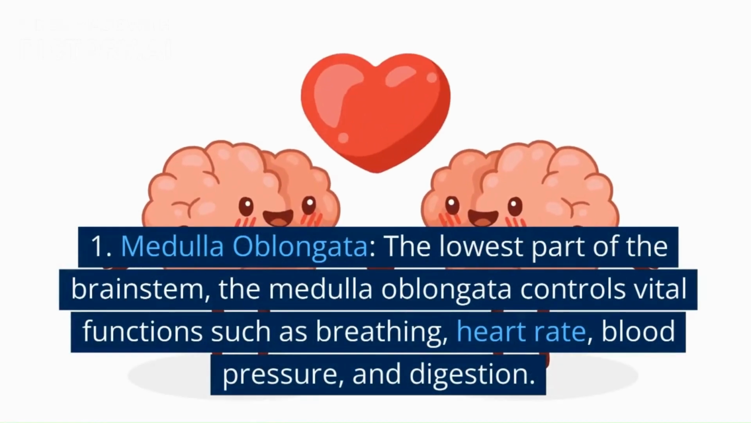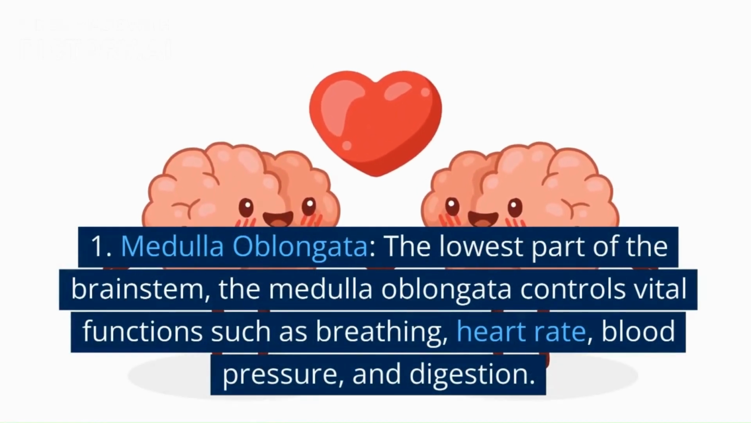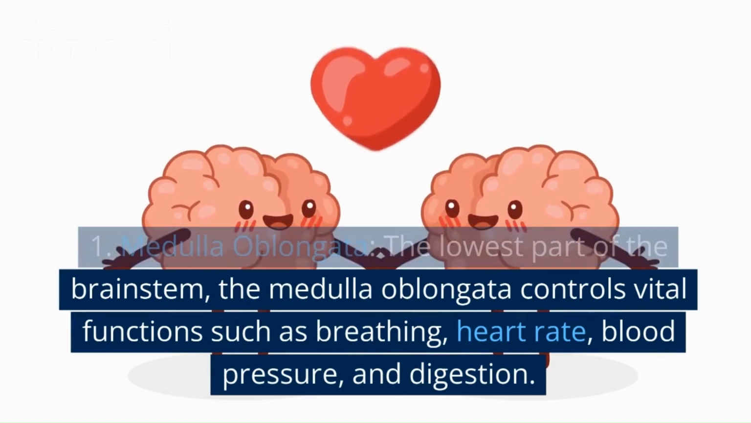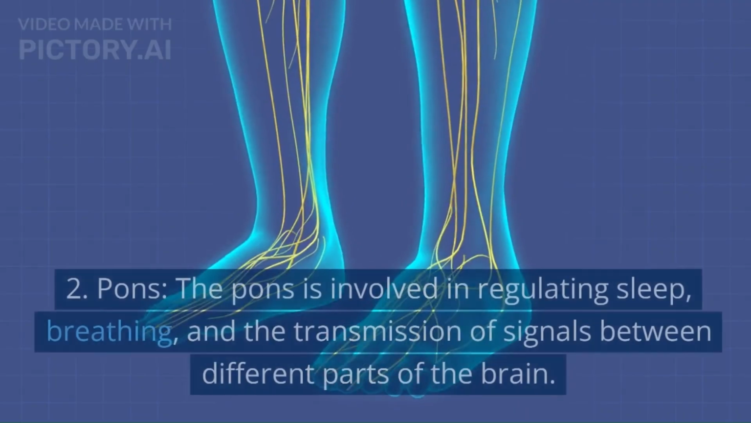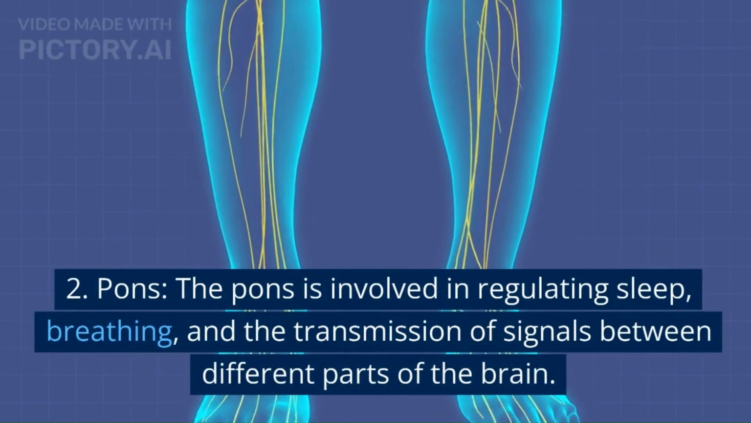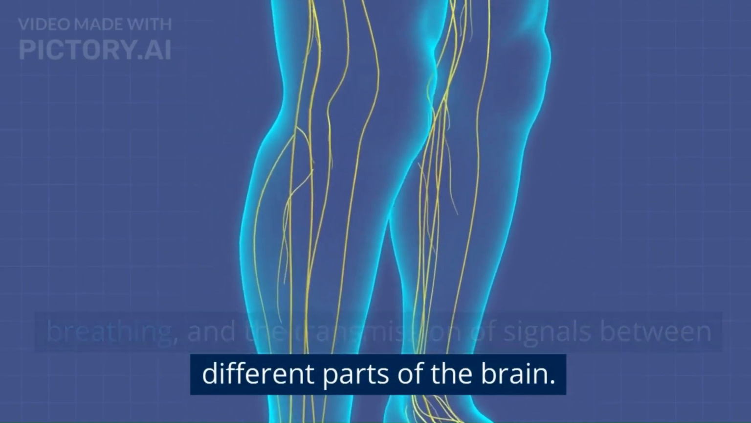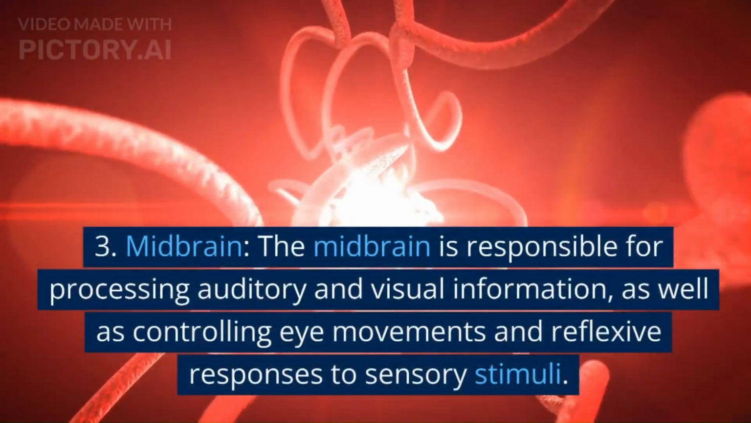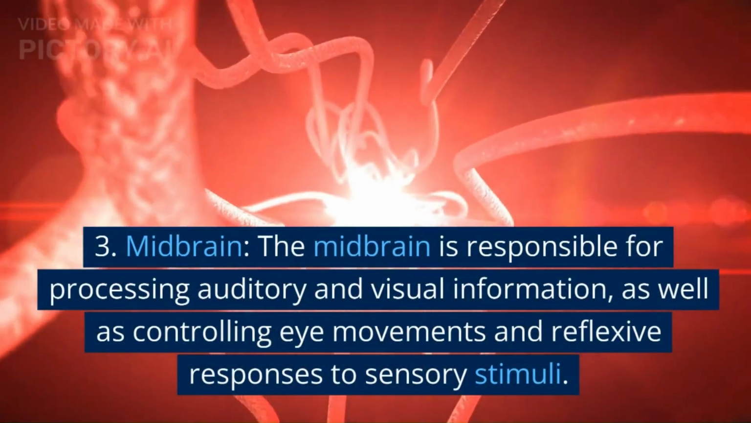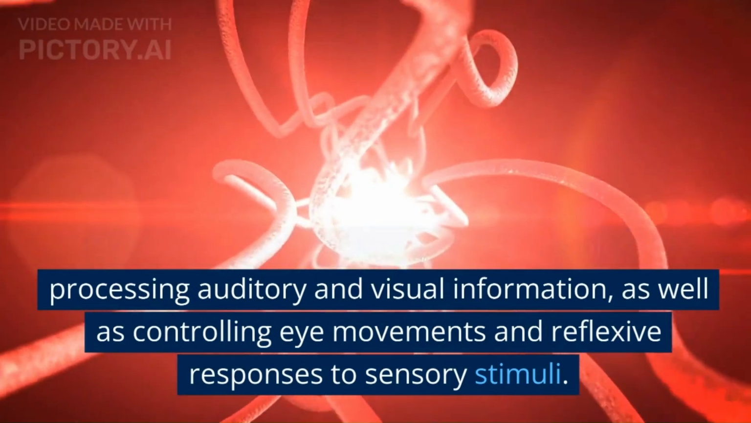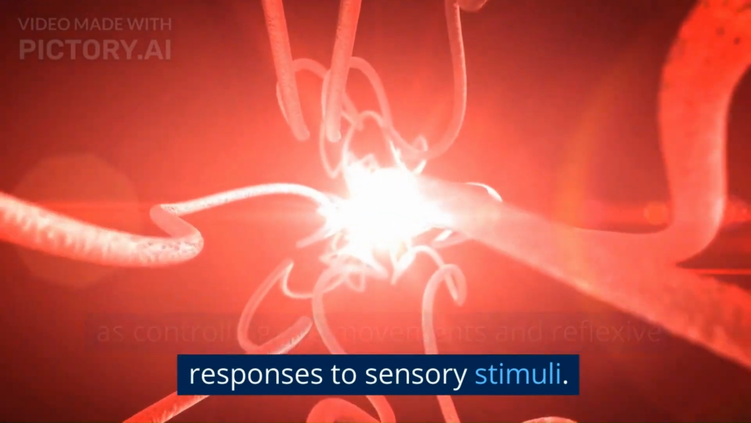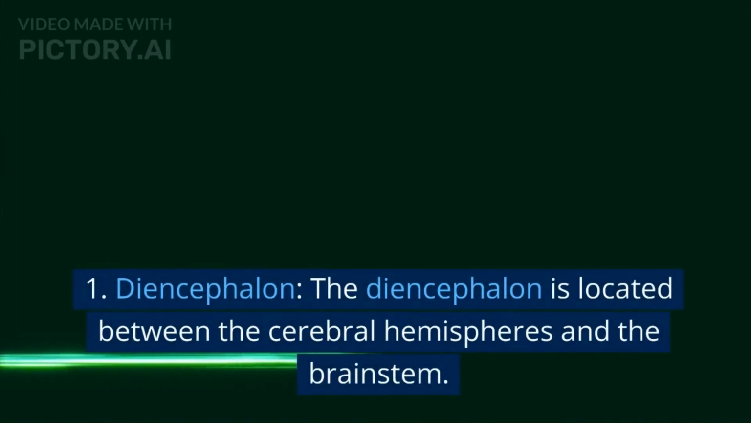Medulla oblongata, the lowest part of the brainstem. The medulla oblongata controls vital functions such as breathing, heart rate, blood pressure. Pons is involved in regulating sleep, breathing, and the transmission of signals between different parts of the brain. Midbrain. The midbrain is responsible for processing auditory and visual information, as well as controlling eye movements and reflexive responses to sensory stimuli.